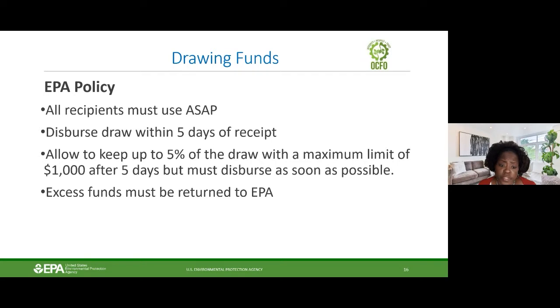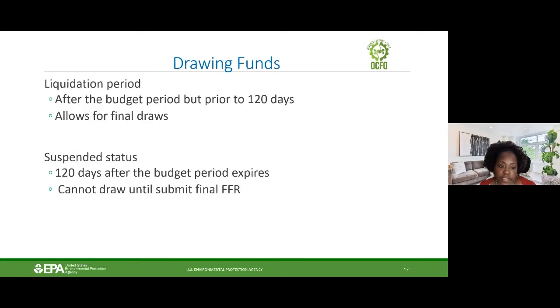EPA also requires the recipients of any states to disburse funds, substantially all funds, within 5 business days. Recipients may not retain more than 5% of the amount drawn, or $1,000, whichever is less, but it must be disbursed as soon as possible, or 5 business days, in order to comply with the standard. If a draw exceeds the amount allowed, the recipient must contact RTP Finance Center for instructions on how to return those funds. Next slide.